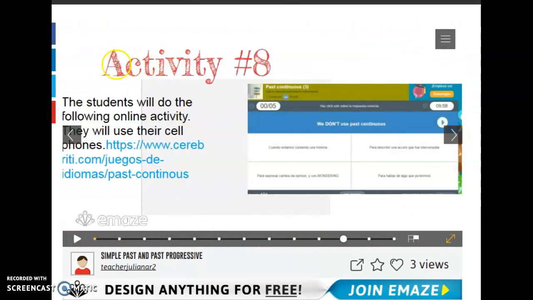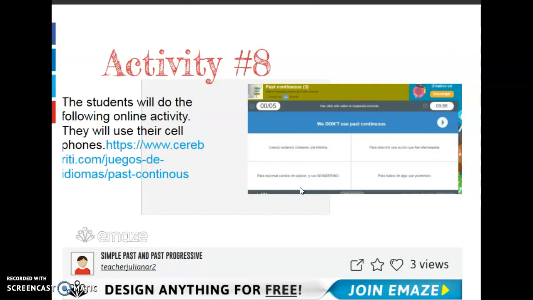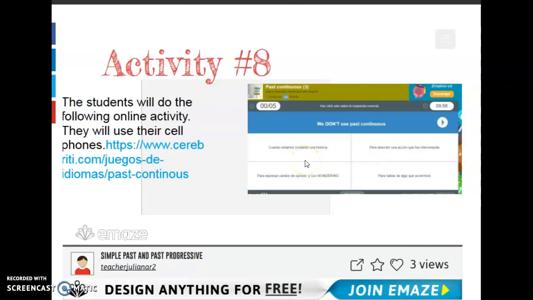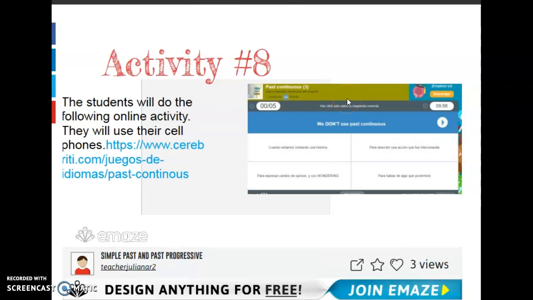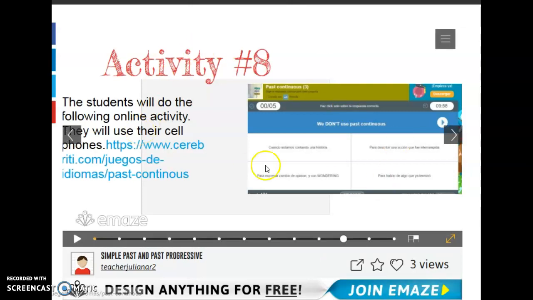And the last activity is another online activity, where the student will check their abilities in this topic and what they learned about this topic on the celebrity page.